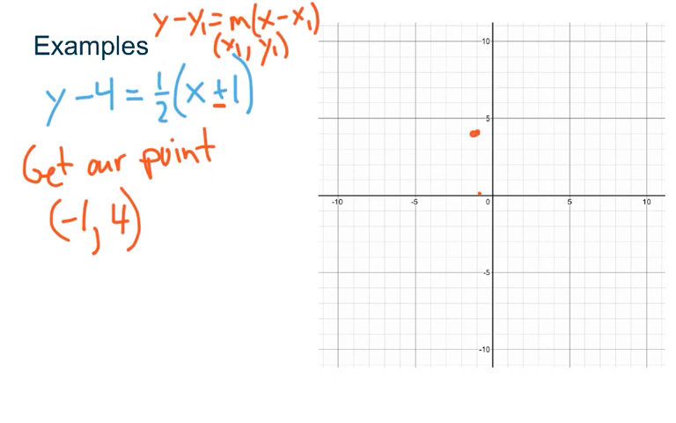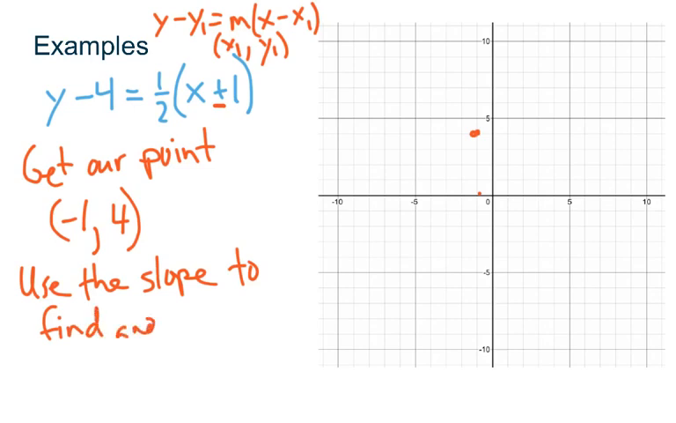So we plot the point, then use the slope to find another point. Here our slope is 1/2. So that means I go up 1 over 2. There's my other point. I could go down 1 over 2 too, so I've got multiple options, and I can keep going if I wanted to. Connect them, draw my arrows, there we go. So let's walk through a few more examples.